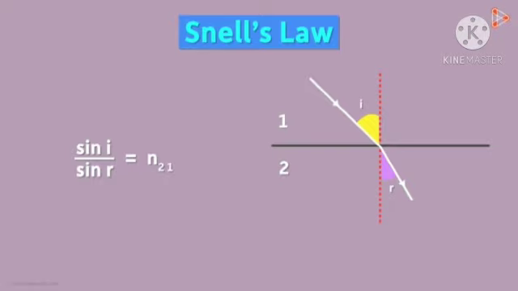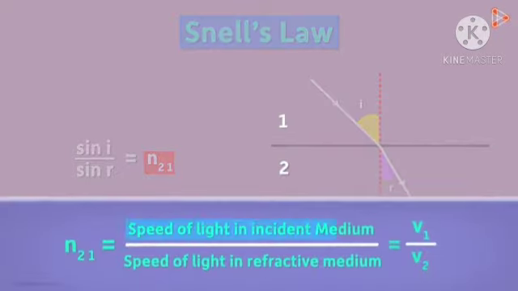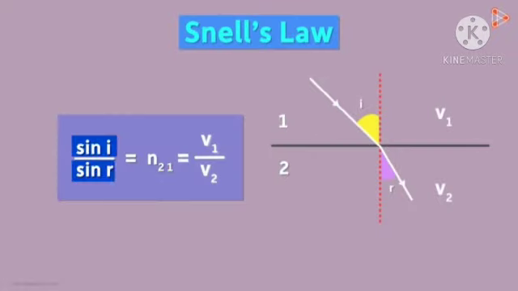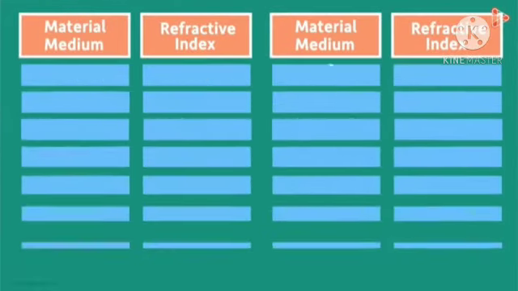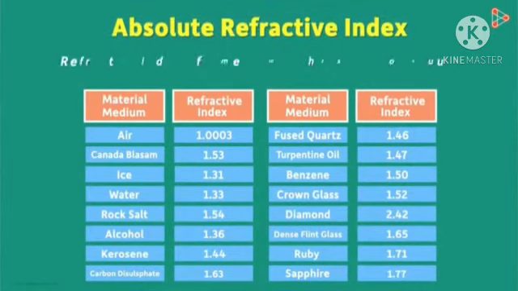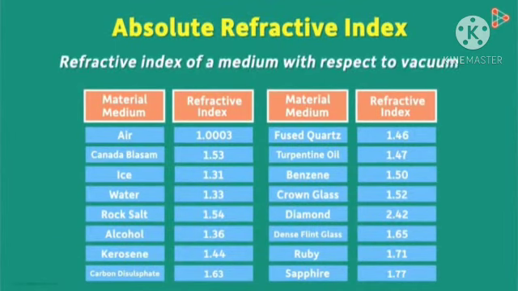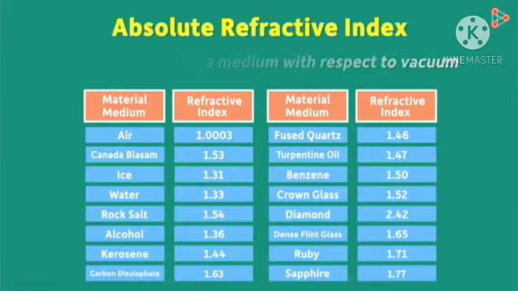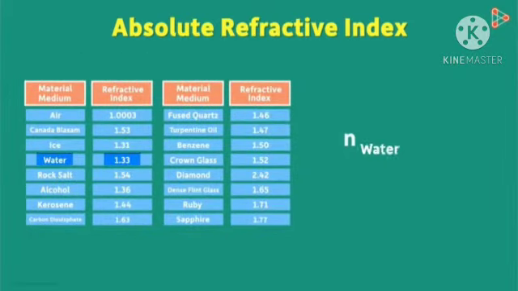In the previous video, we'd seen what n12 means. It is equal to the ratio of speed of light in the incident medium to the speed of light in the refractive medium. So we can also say that sine i over sine r is V1 over V2. There's yet another way to understand this. We may want to understand the ratio in terms of the absolute refractive indices of the medium. Absolute refractive index, if you remember, is the refractive index of a medium with respect to vacuum. For instance, if the refractive medium is water, then it's written like this.